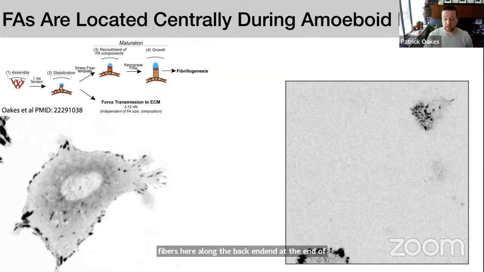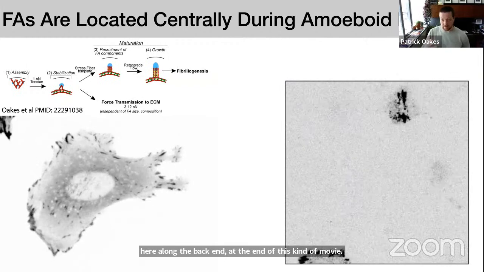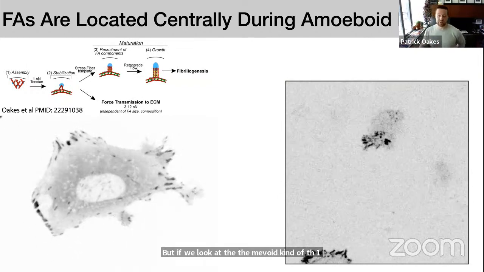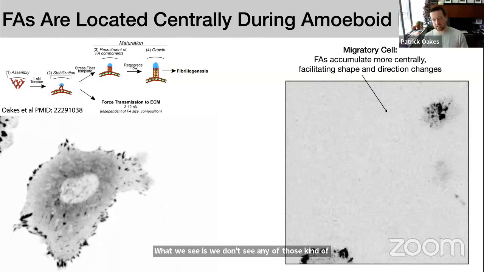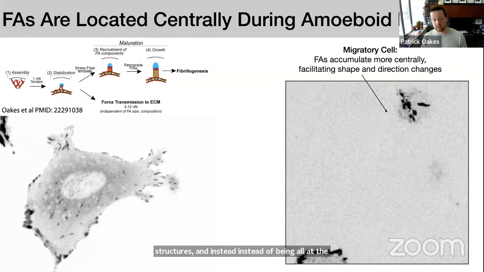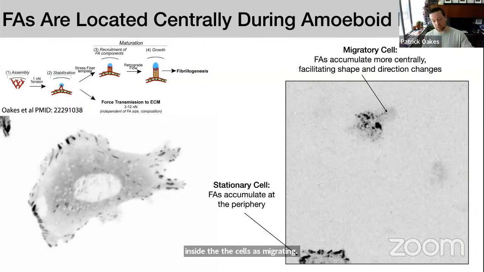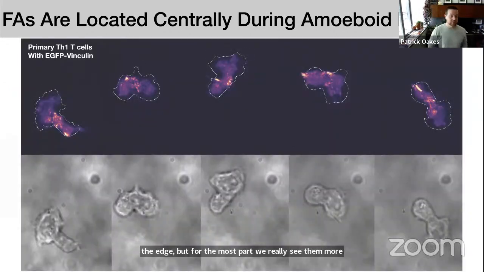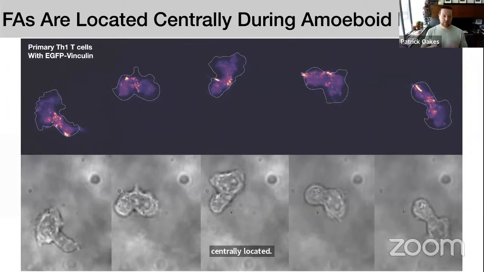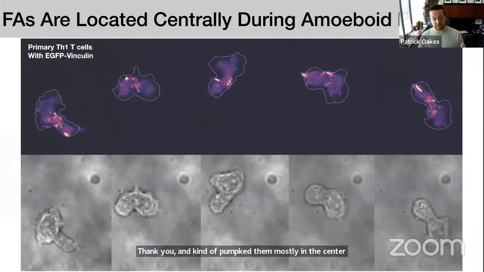But if we look at the amoeboid Th1 cells, we don't see any of those structures. And instead of being all at the periphery, we tend to see them more centrally located inside the cell as it's migrating. Sometimes with stationary cells, you do see it more at the edge, but for the most part, we really see them more centrally located. And this is shown better here. We see this accumulation of these vinculin puncta mostly in the center of the cell, sometimes at the uropod or the leading edge. And if you look at the DIC, what I hope you see here is that the cell isn't very flat. Compared to fibroblasts, we have that very nice planar surface where everything is.